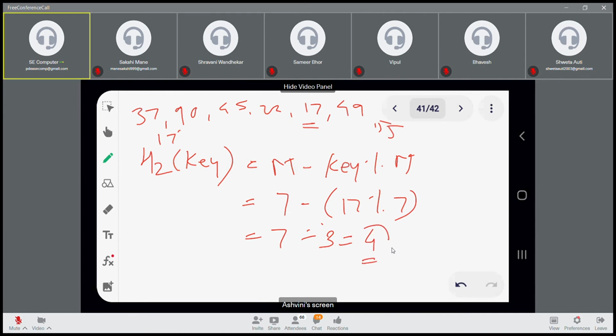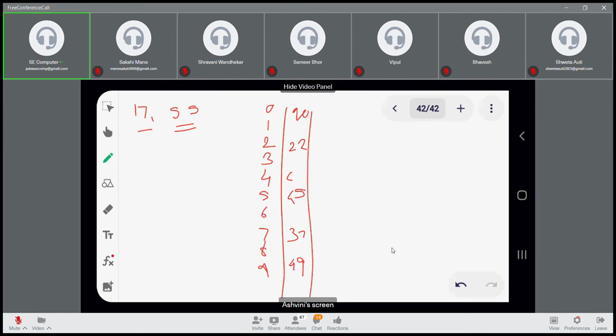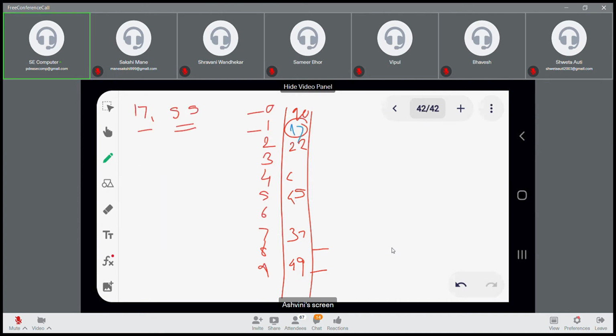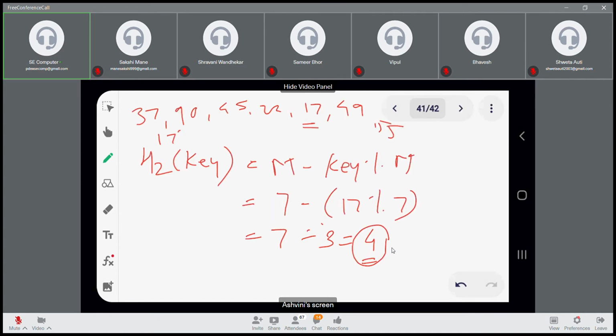Now 4 is not the index. So what is this 4? You have to take 4 jumps after the actual index of 17. The actual index of 17 is 7. So after 7, you need to take the 4 jumps: first, second, third and fourth. So this is the location. So here I can write 17 by using the second hash function, like this.